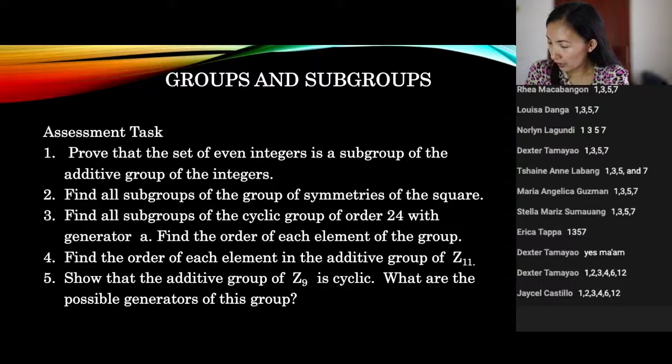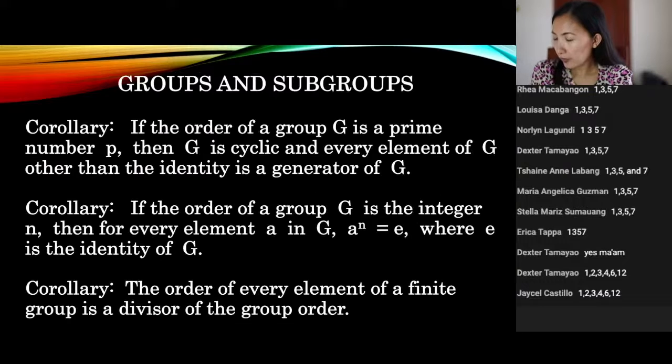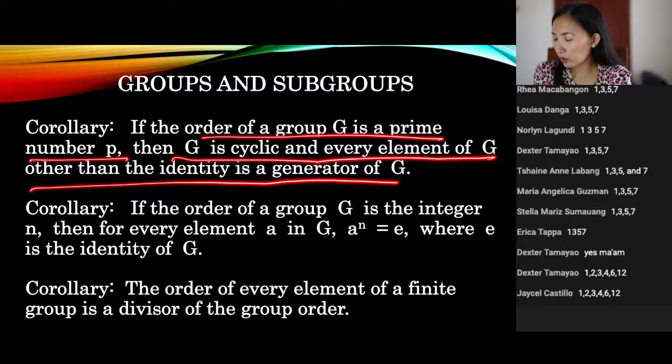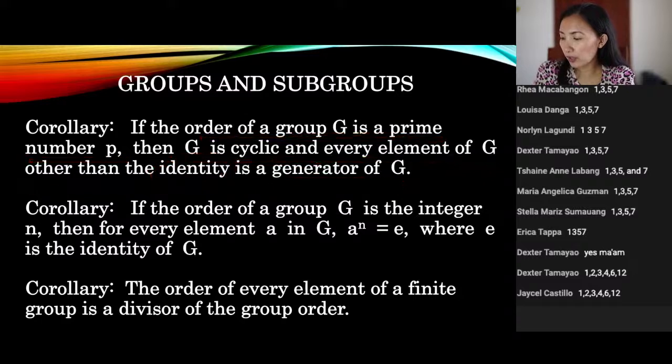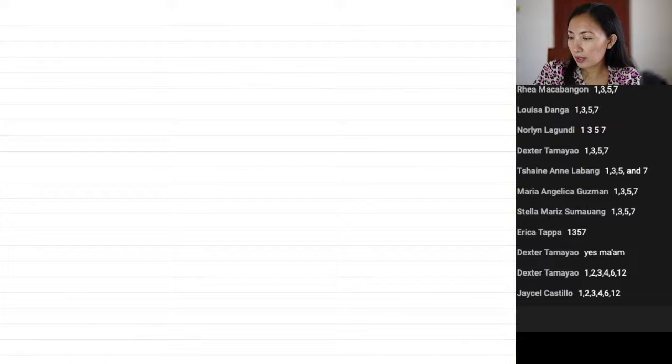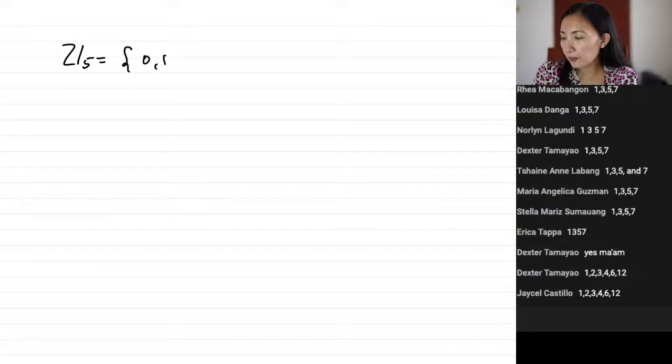Ito, sa corollary tayo. The first corollary says, if the order of a group is a prime number P, then G is cyclic, and every element of G other than the identity element is a generator of G. Other than the identity element, meaning all other elements are generators of G. Quick example, okay? Just one quick example to illustrate this is Z sub 5. So Z sub 5 has the elements 0, 1, 2, 3, and 4 under addition modulo 5.